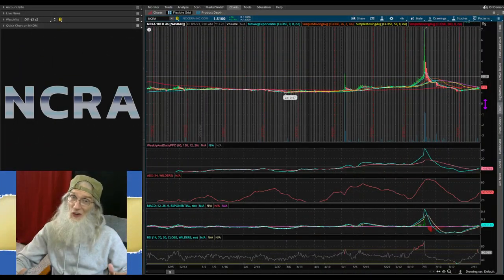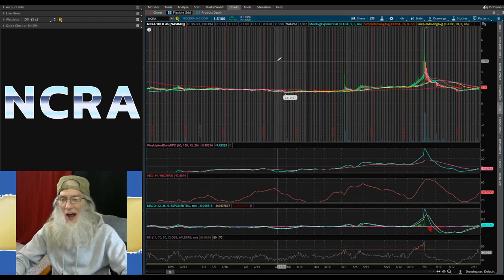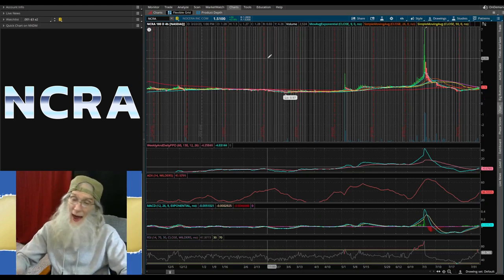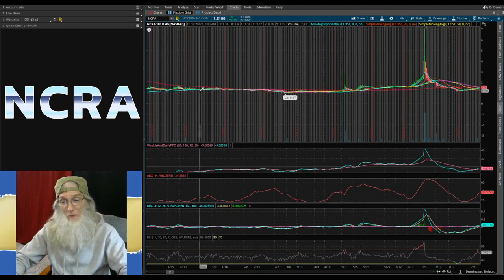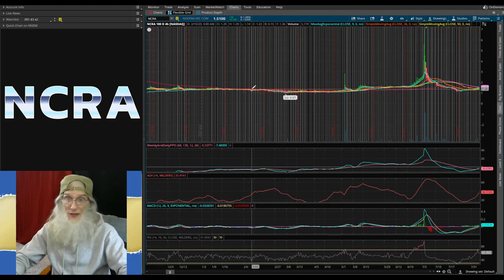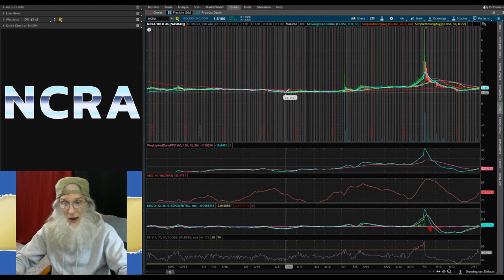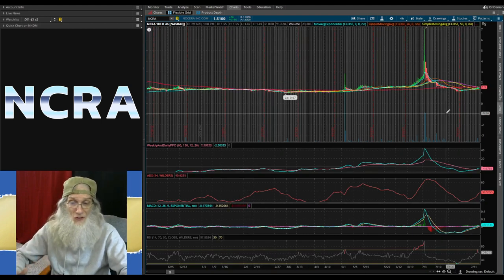I know, at first glance, there's not a lot of pizzazz. This is ticker NCRA, Nocera Inc. That's a 6 month, 4 hour chart. And as you can see, she has been pretty flat. I mean, everything has been flat. The price, the SMAs, you can't even see where the SMAs are at.